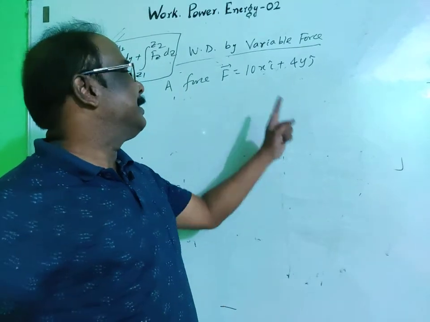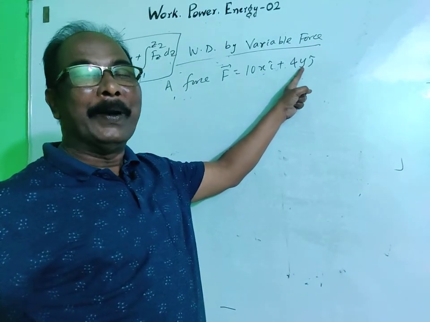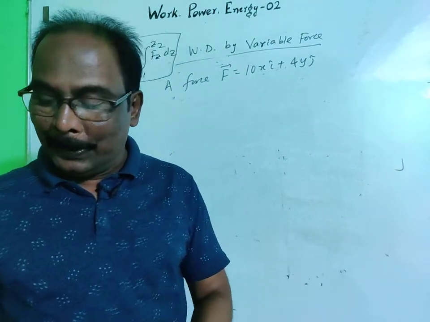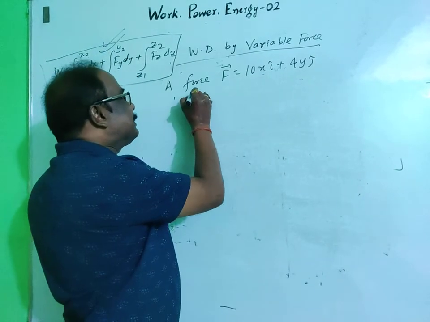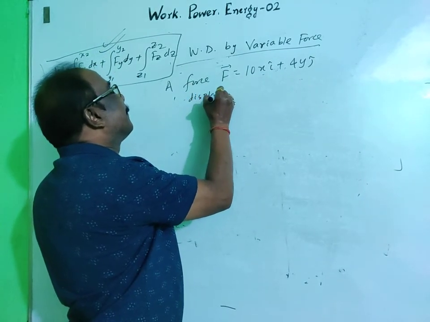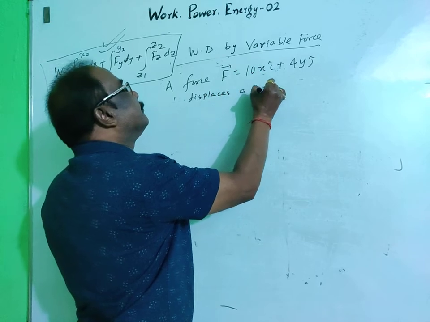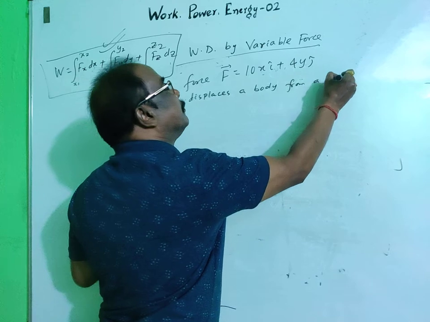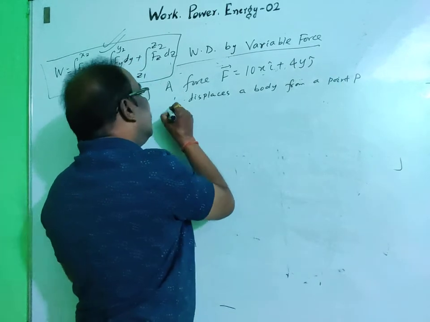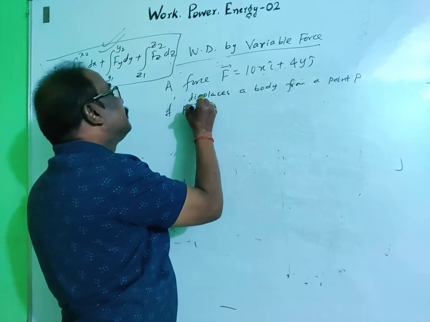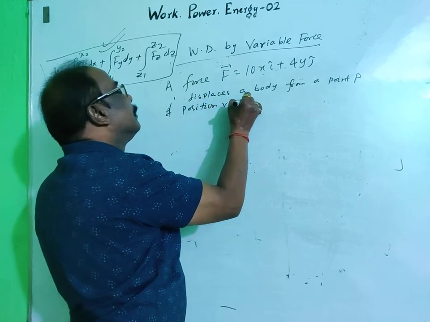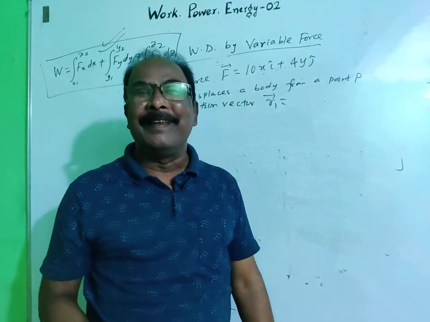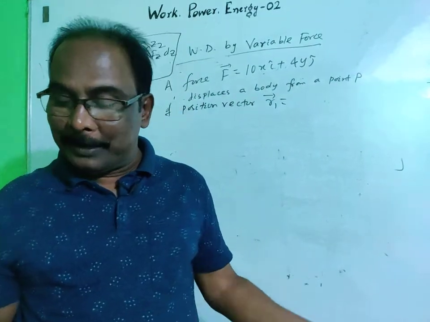This force is variable, since the x and y coordinates go on changing, so the force will also go on changing. This displaces a body from a point P of position vector R1, which means the initial position is P and the position vector of point P is R1.